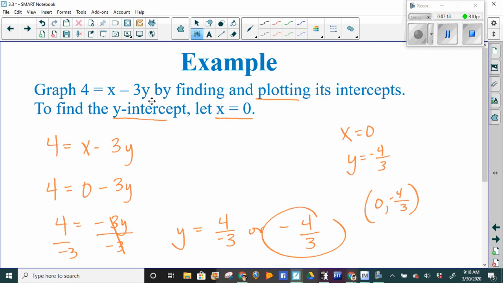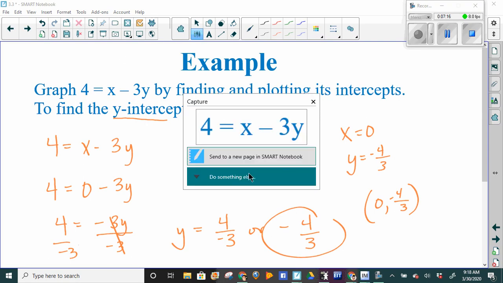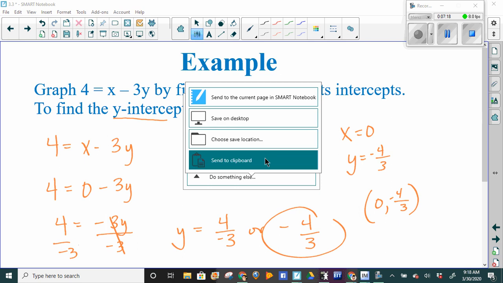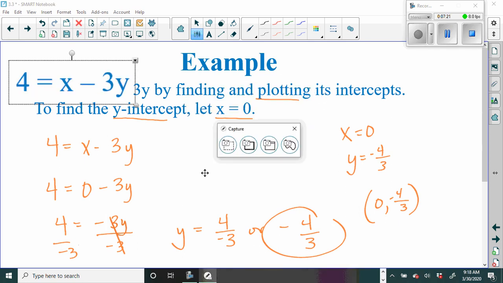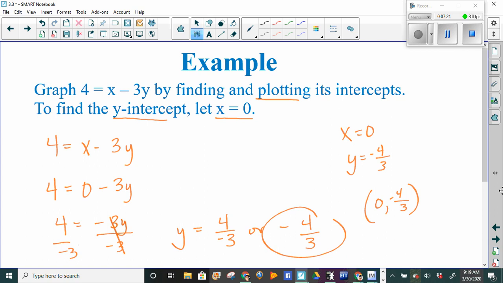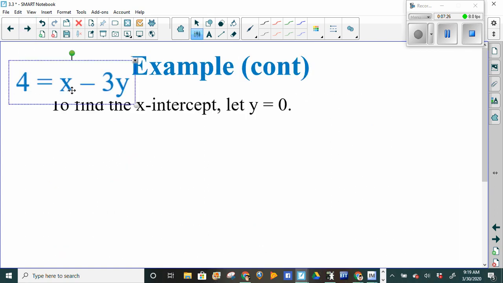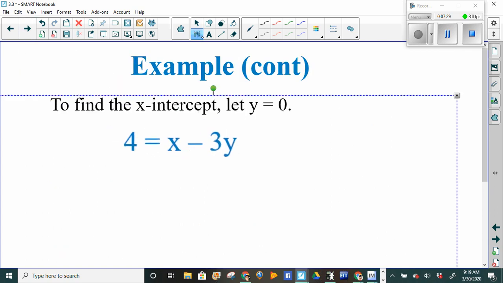That way I don't make any mistakes. Okay, so I'm going to cut this, and then I'm going to go over here and paste it. So there we have our equation. So now we are going to let y be 0. So now we have 4 equals x minus 3, and this time y is 0. So 4 is equal to x minus 3 times 0, which is 0, and x minus 0, if I have x and don't take anything, I still have x. So now x is 4. So now my point is 4, 0.